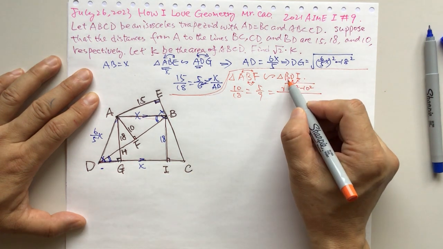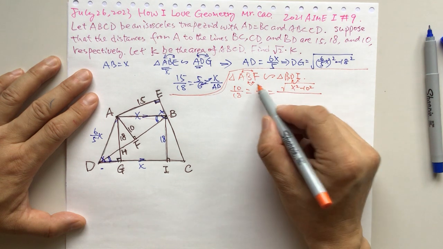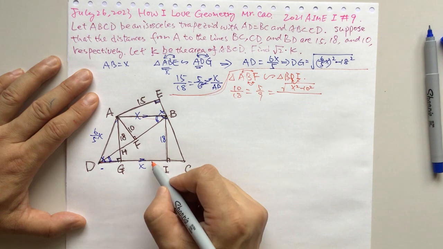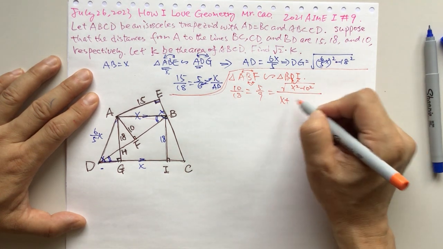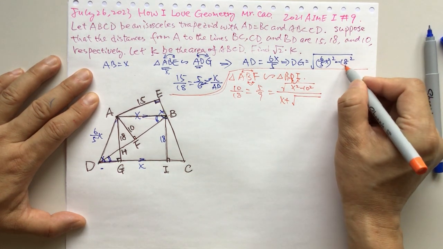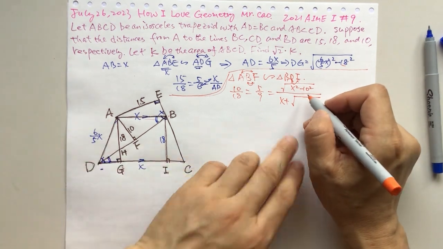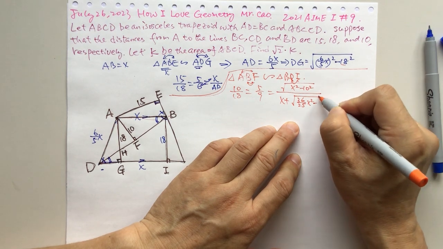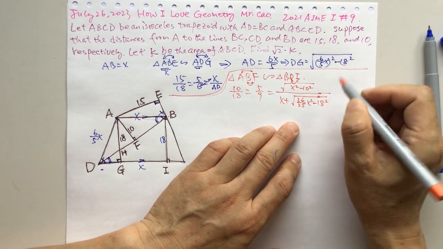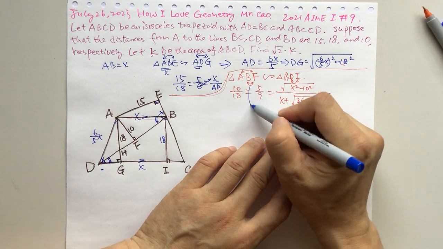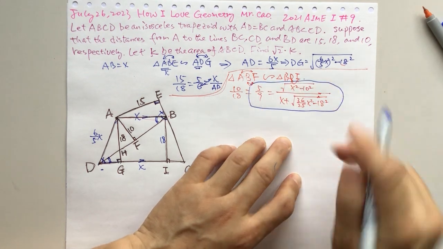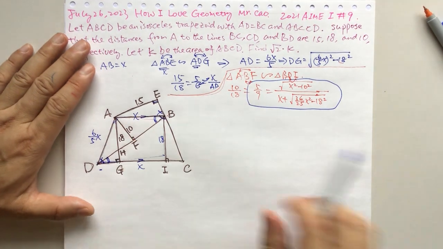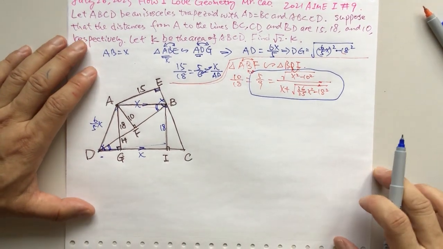And how much is DI? DI is x plus the square root from DG, so we can say it is x plus the square root of 36/25 x squared minus 18 squared. Now we just solve this equation, and then we will find x. If we find x, we will have all of them. It means we solved it, right?